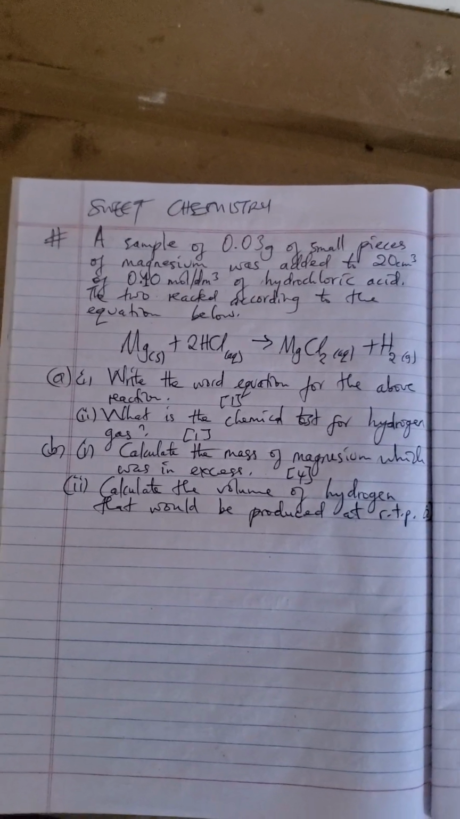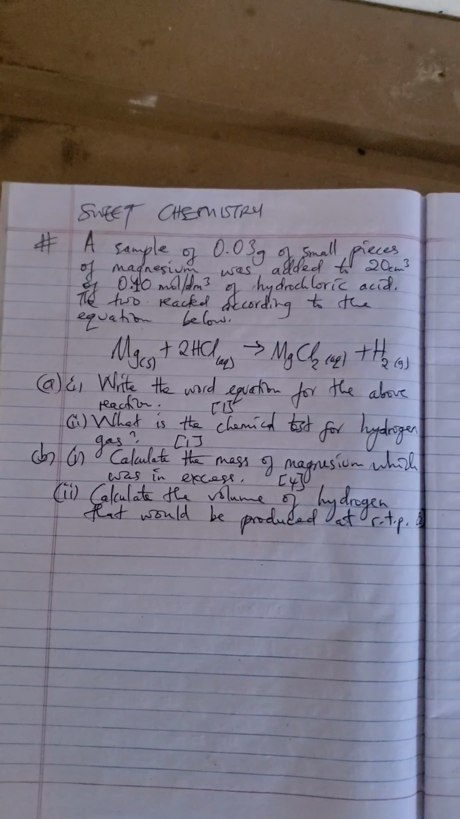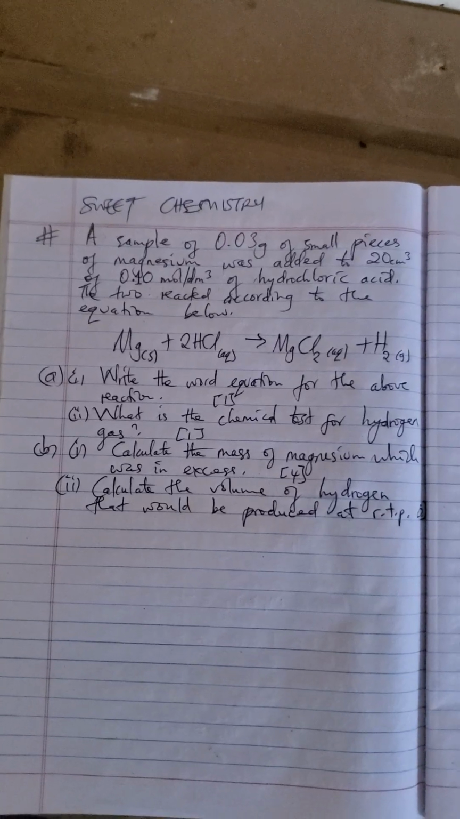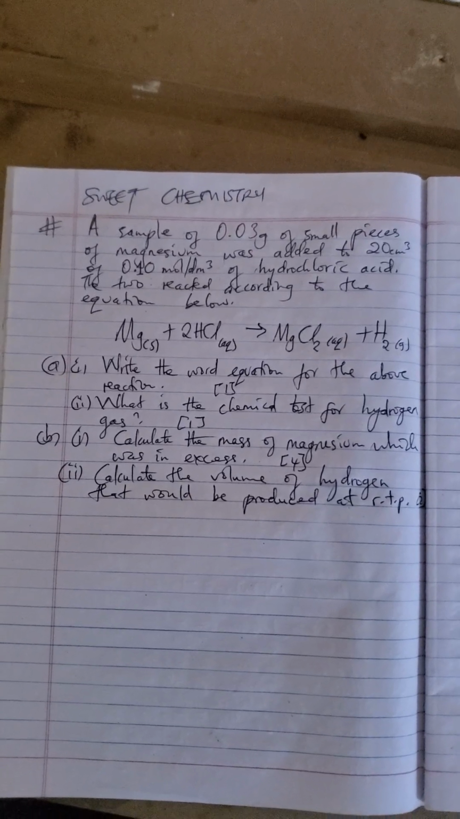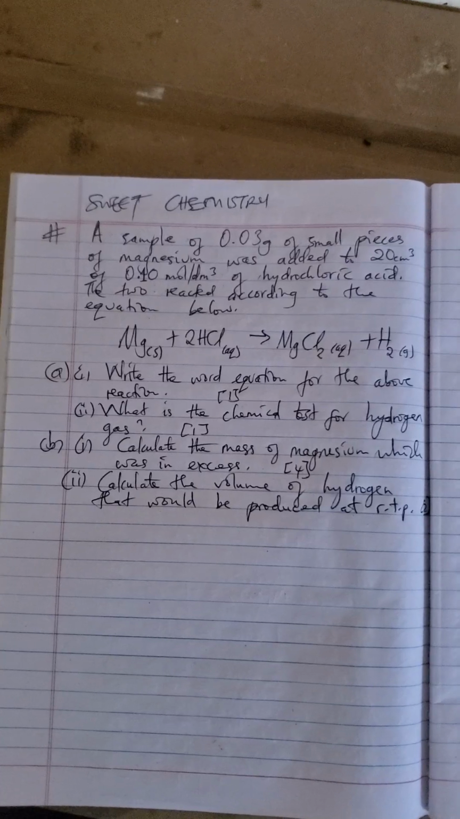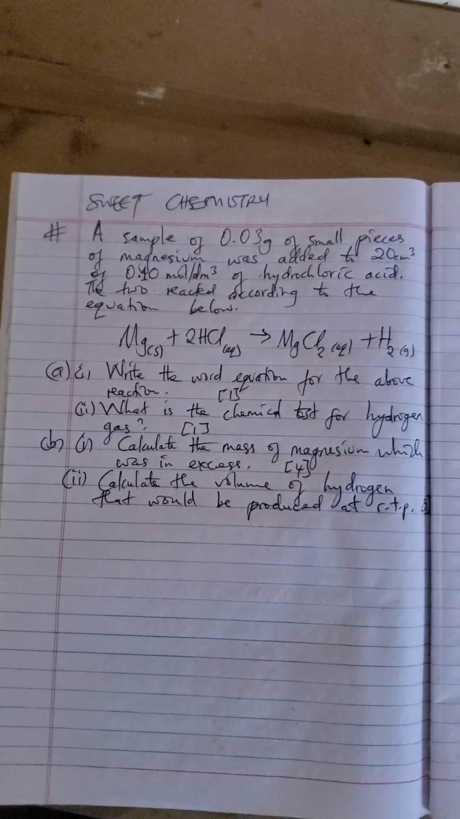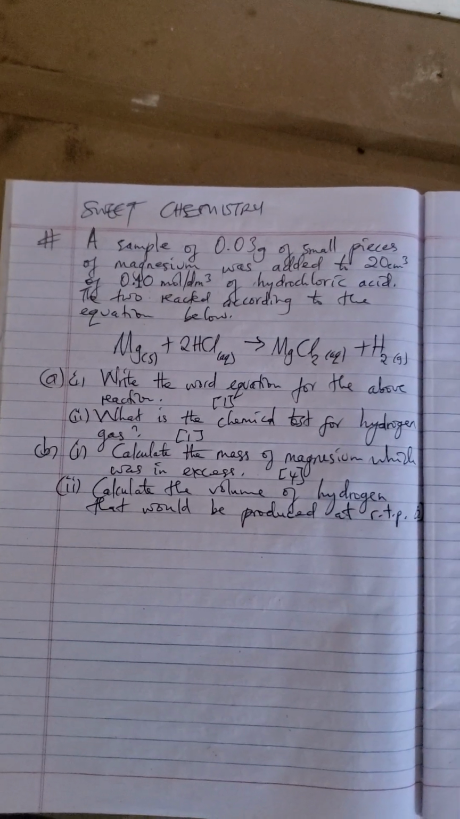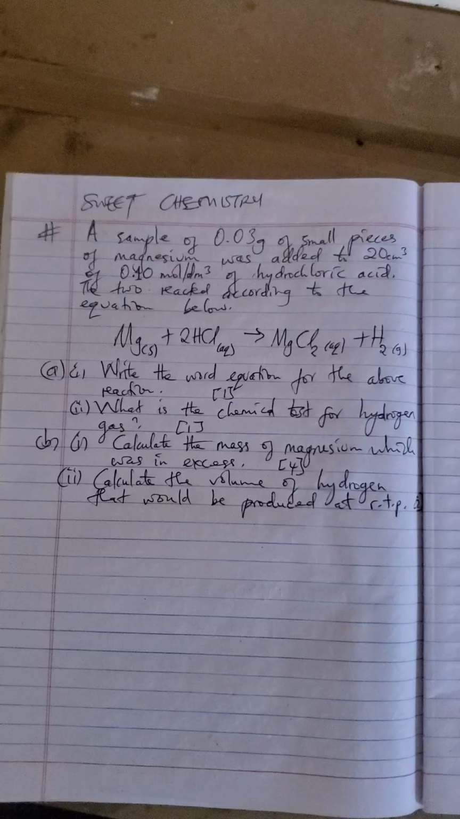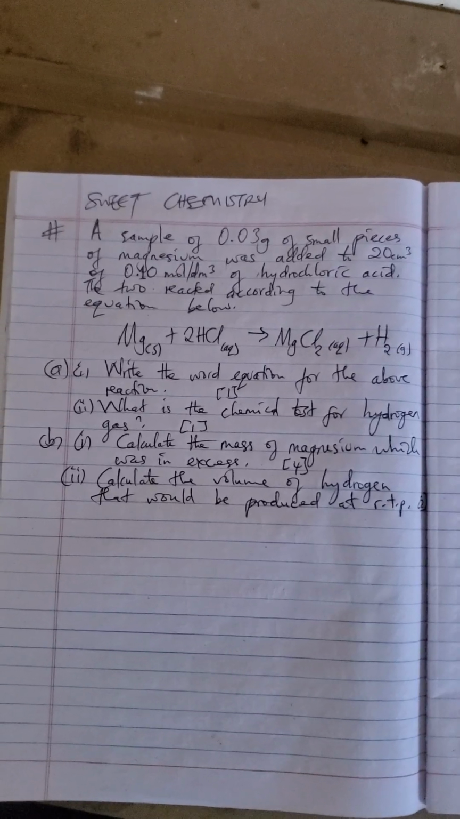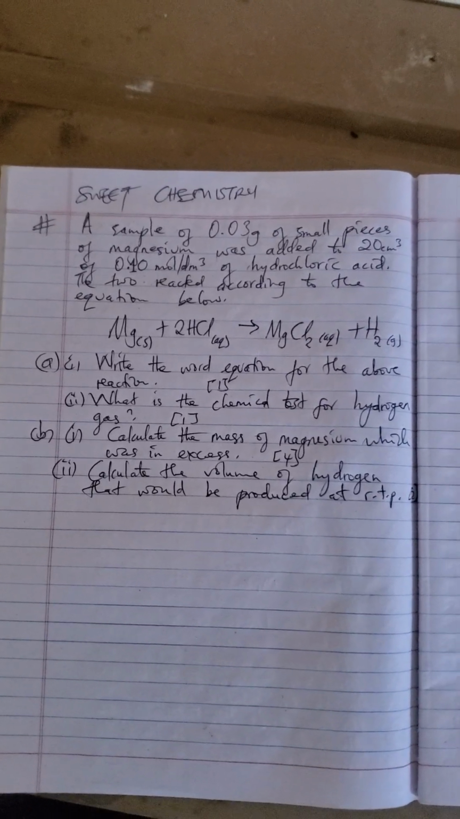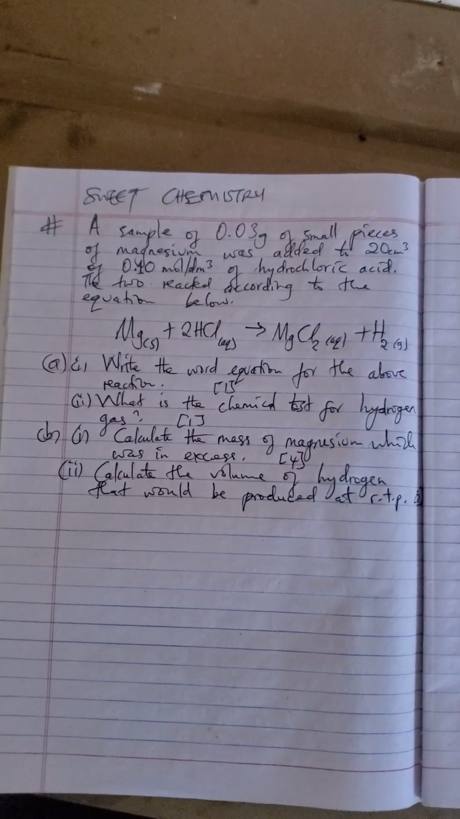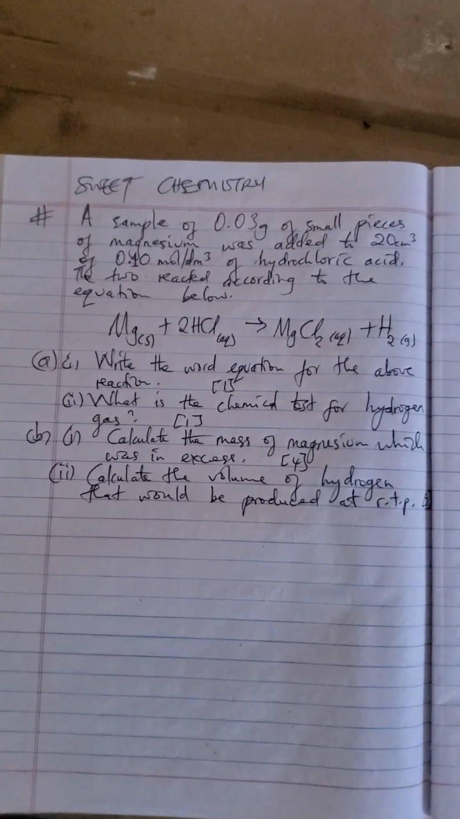Question A1, write the word equation for the above reaction. Question A2, what is the chemical test for hydrogen gas? Question B1, calculate the mass of magnesium which was in excess. Question B2, calculate the volume of hydrogen that would be produced at RTP. So we start with the first question. Write the word equation for the above reaction.